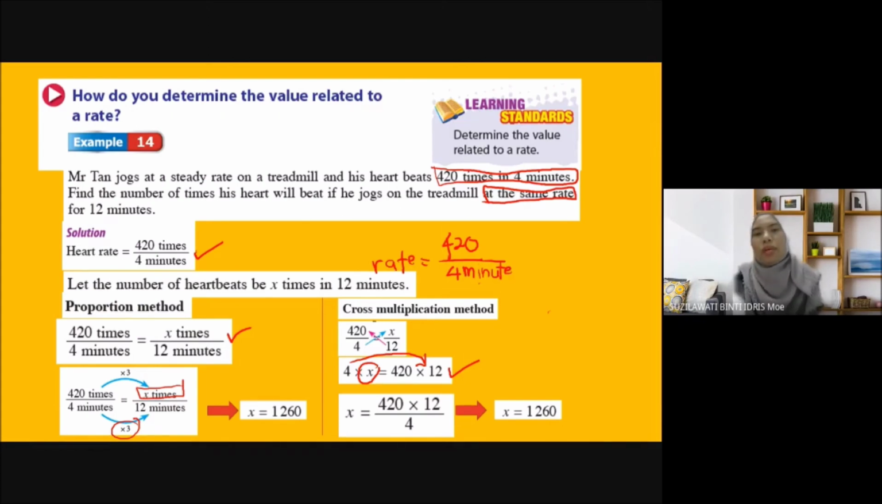You may answer any question using any method that you prefer, unless the question states you need to answer using a specific method. If the question does not state what method to use, you may use any method that you are comfortable or confident with. Okay? Kalau soalan tu minta jawab guna cross multiplication method, then you have to use cross multiplication method.